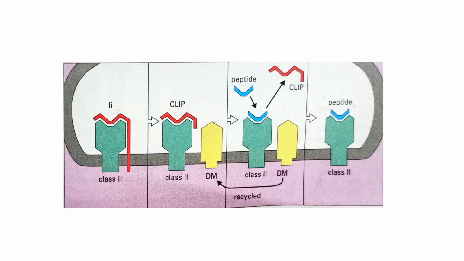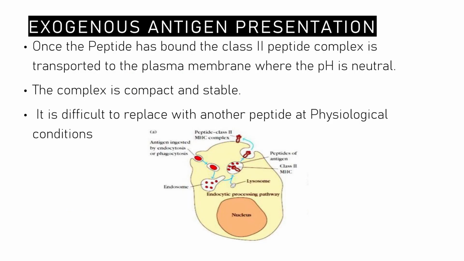So you can see this in the image. The invariant chain is broken down into CLIP, and then once the peptide has bound, the class II peptide complex is transported to the plasma membrane, where the pH is neutral. The complex is compact and stable. It is difficult to replace with another peptide in physiological conditions. These are about the exogenous antigen processing and presentation. Thank you.